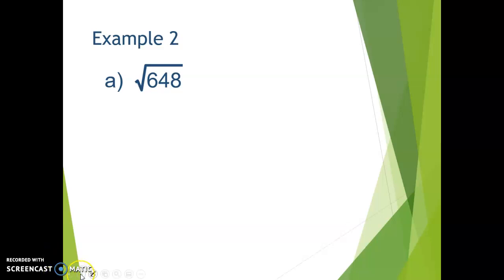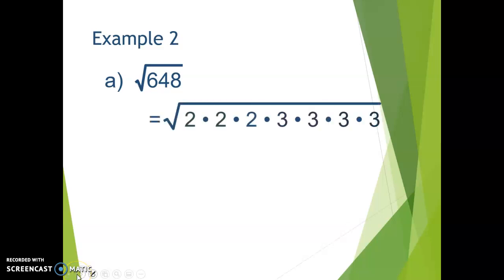So the first thing we're going to do is prime factorization. When we factor that out completely, we get 2 times 2 times 2 times 3 times 3 times 3 times 3. This has an index of 2. It's not written, so we know it's implied. So we're looking for factors that form groups of 2. So here's a group of 2. Here's another 2, but it doesn't have a partner to make it a group, so we're going to leave it alone. Then we've got a group of 2 here and a group of 2 here.